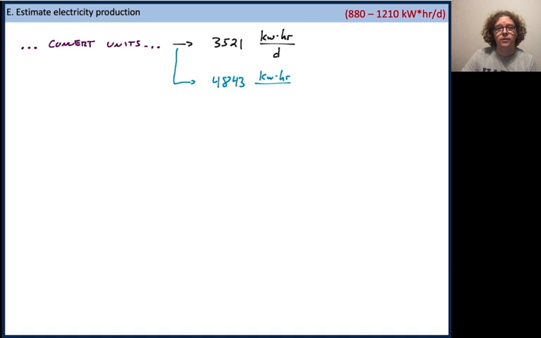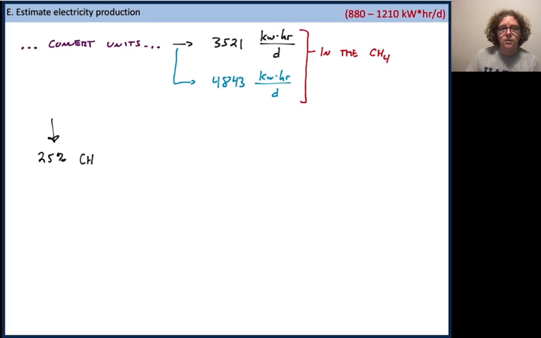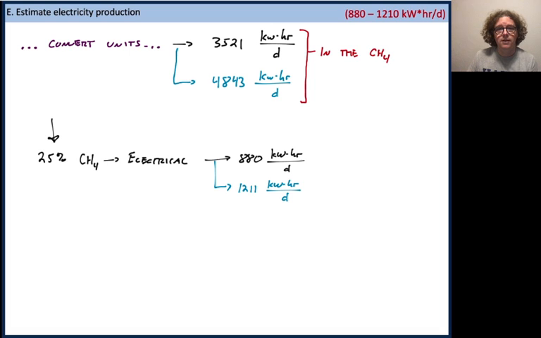Converting units from megajoules into kilowatt hours, just to get this into units that you're perhaps more comfortable working with when thinking about electricity, anywhere from about 3,500 to about 4,800 kilowatt hours per day. Again, that's in the gas. If you actually use this for electrical generation, we have about a 25% efficiency, meaning we capture about 25% of that energy as usable electricity. And so multiply the two numbers above by 0.25, and you should end up with about 880 to 1,211 kilowatt hours per day. So by digesting all of that sludge, we're able to generate somewhere between 880 and about 1,200 kilowatt hours every day.